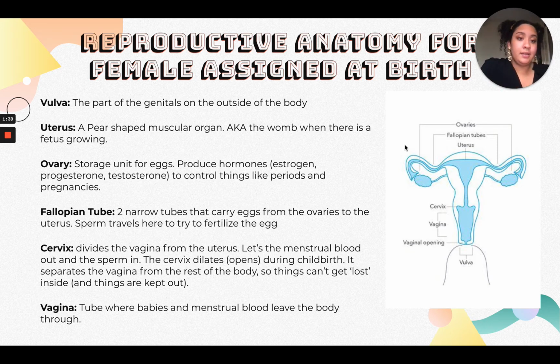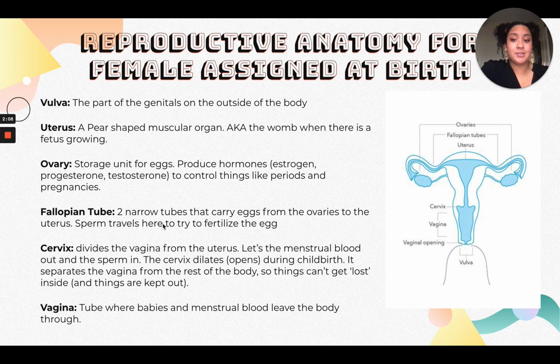Then there are the fallopian tubes that go from the ovaries to the uterus. There are two of them, and they carry the eggs from the ovaries to the uterus. This is also where sperm travels to fertilize the egg. So it goes all the way from the vaginal opening to the fallopian tubes over here. The fallopian tubes are where the egg is fertilized.